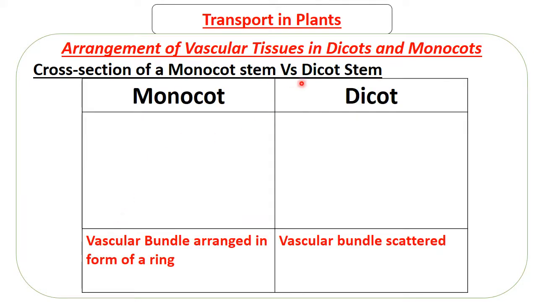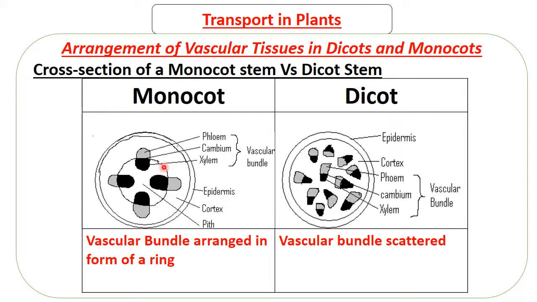Then for stems, monocot stem versus dicot stem. So we're going to use a table to differentiate the two. So monocots are on this side and dicots are on this side. So monocots are like this and dicots are like this. If you see, everything is the same apart from, of course, the arrangement of vascular tissues.